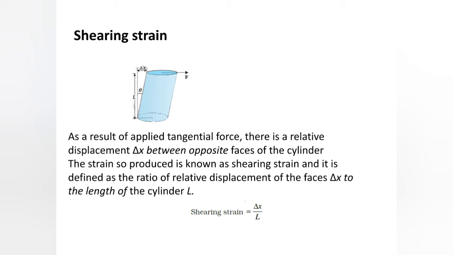From the figure, delta x by L is tan theta. You could see a small right angle triangle there, which is indicated by the dotted line. If you see that triangle, then just define tan theta from it. You could see tan theta is opposite side by adjacent side, which is delta x by L. So shearing strain is equal to delta x by L equals tan theta.